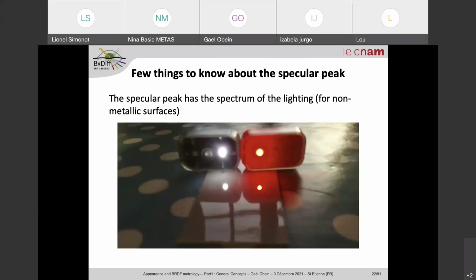A few things to know about the specular peak, because a lot of people talk about it, a lot of people use it in computer graphics, but there are not a lot of people who measure real peaks, so it's good to see. The first thing is that the specular has the spectrum of the lighting for non-metallic surfaces. So about the color, we don't really care. In fact, we just have to know the color of the light source.